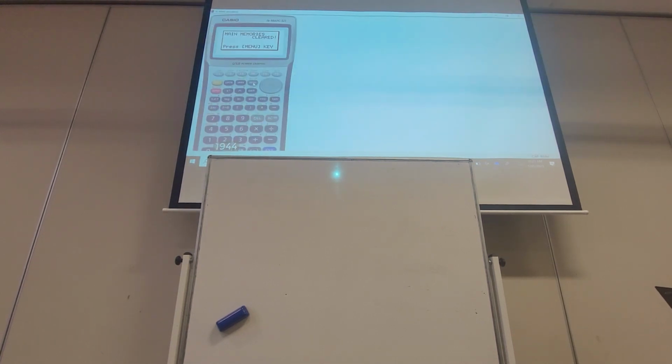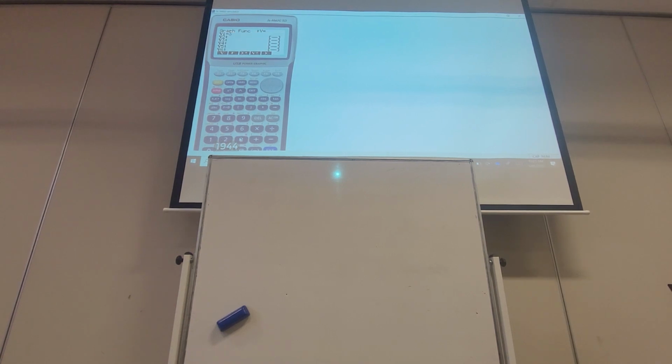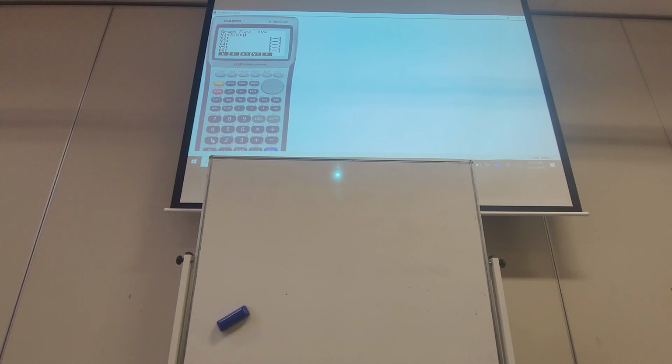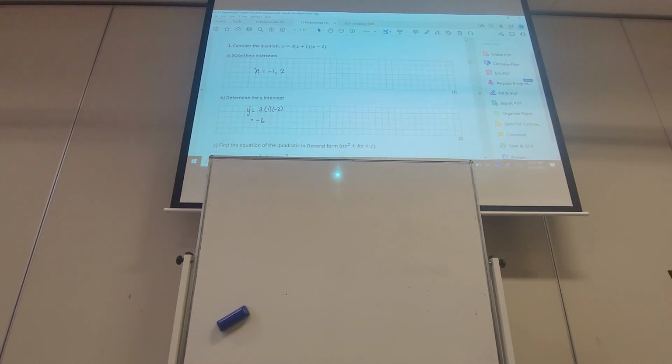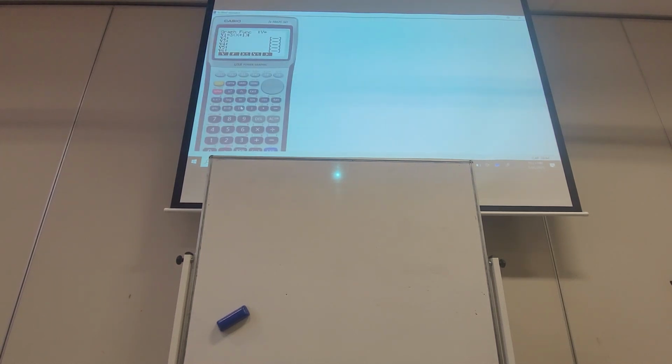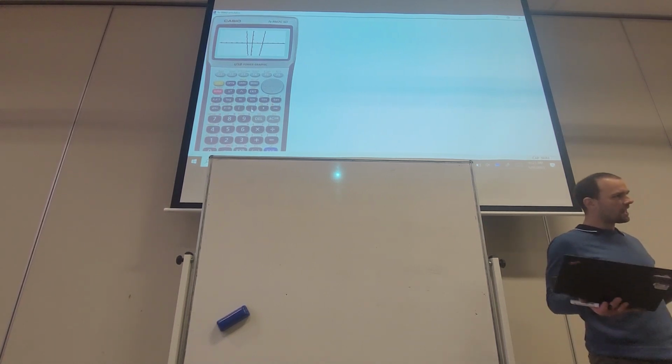right? So I'm going to go into my graph mode. I'm going to type in the equation I've got there. So 3, x plus 1, and x take 2. Graph it. All right, I can't quite see the whole quadratic, so we need to change our V window.